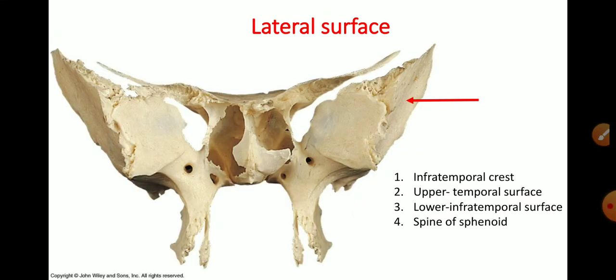Now coming to the lateral surface. Lateral surface is convex from above downwards, and there is an infratemporal crest that divides the lateral surface into an upper temporal and lower infratemporal surface. The temporal surface forms part of the temporal fossa and provides origin to temporalis muscle, whereas the infratemporal surface forms a roof of infratemporal fossa. Infratemporal surface also gives origin to upper head of lateral pterygoid muscle, and it also possesses openings of the foramen ovale and foramen spinosum.